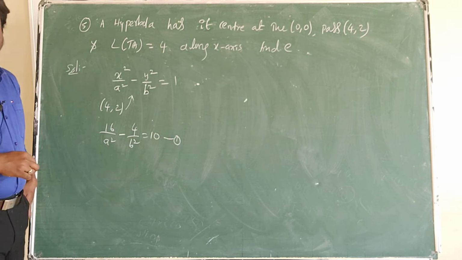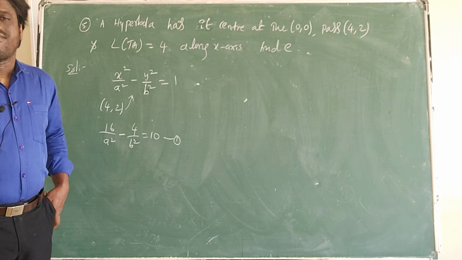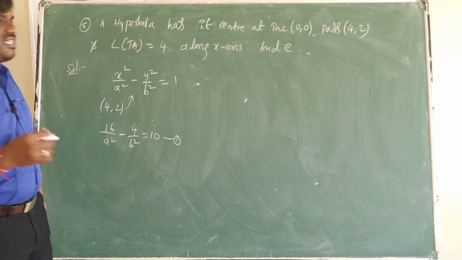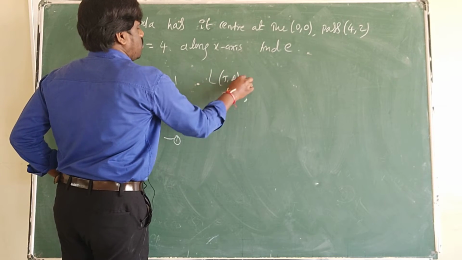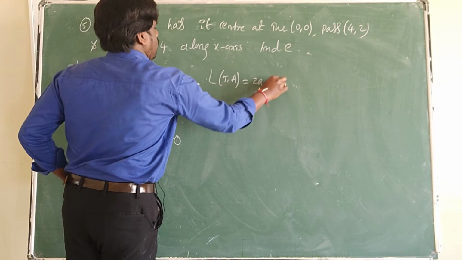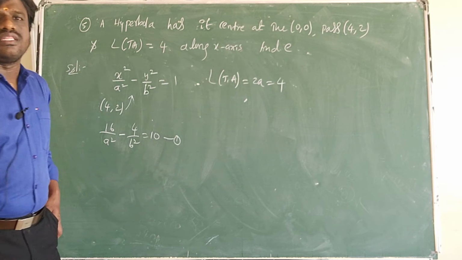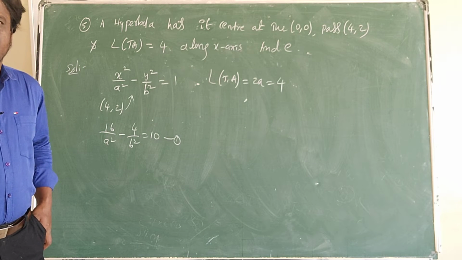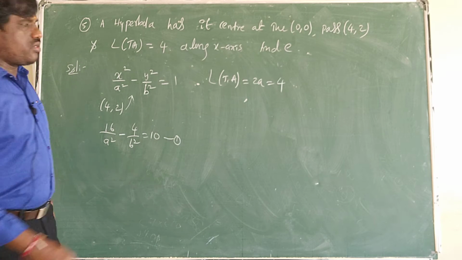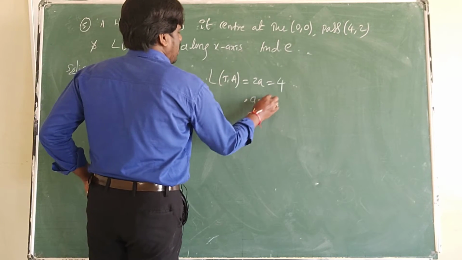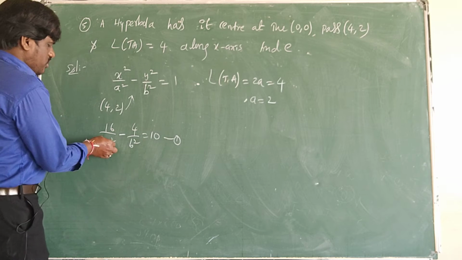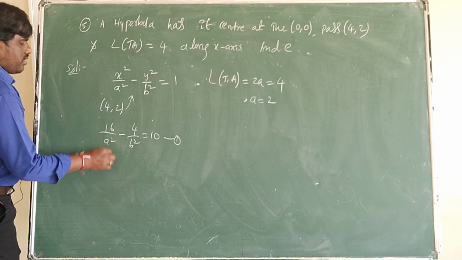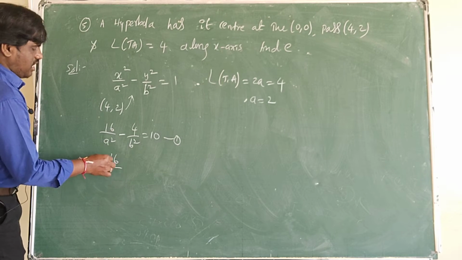What is given? The length of the transverse axis. What is the length of the transverse axis formula? The length of the transverse axis is equal to 2a, and that is equal to 4. So the a value will be how much? The a value will be 2. Right. If a is 2 and you substitute here, what am I going to get? 16 by a.